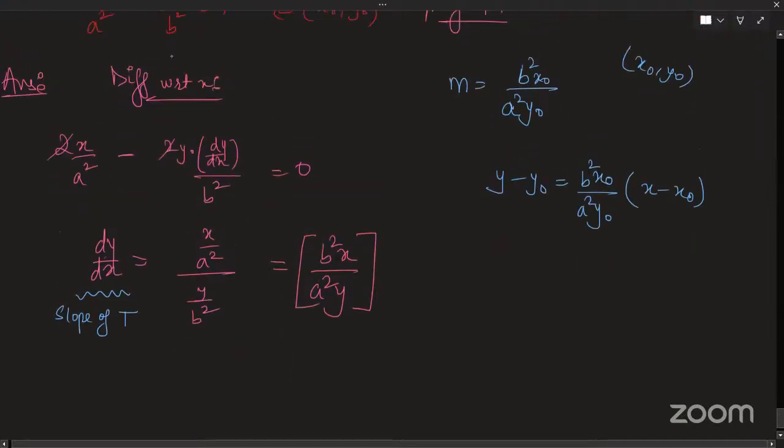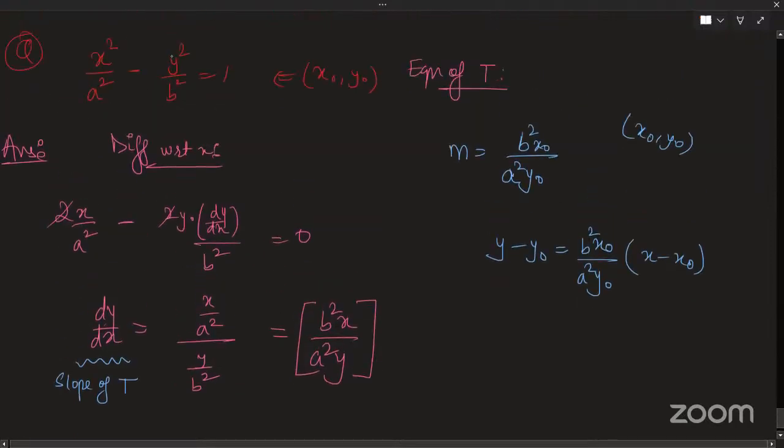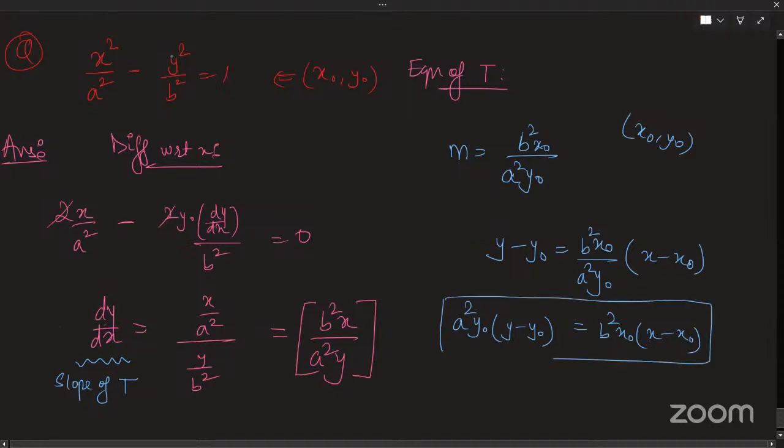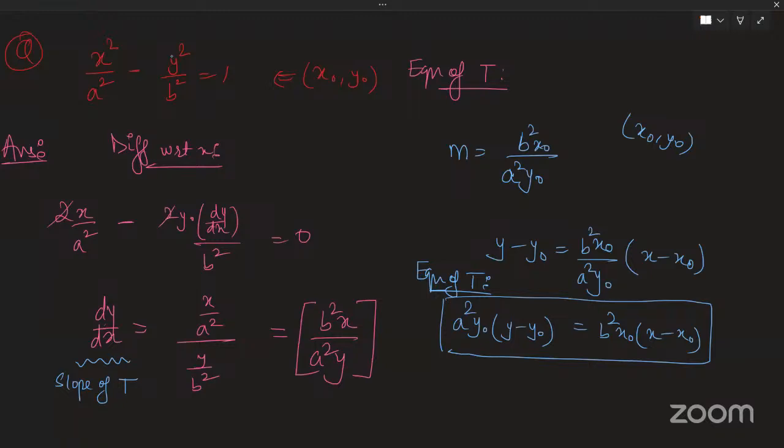What I should do is I should send this thing to the right hand side. Let's see if that is possible. So a square y naught into y minus y naught is equal to b square x naught into x minus x naught. This is your equation of line, equation of tangent. Right, everyone? This is your equation of tangent.